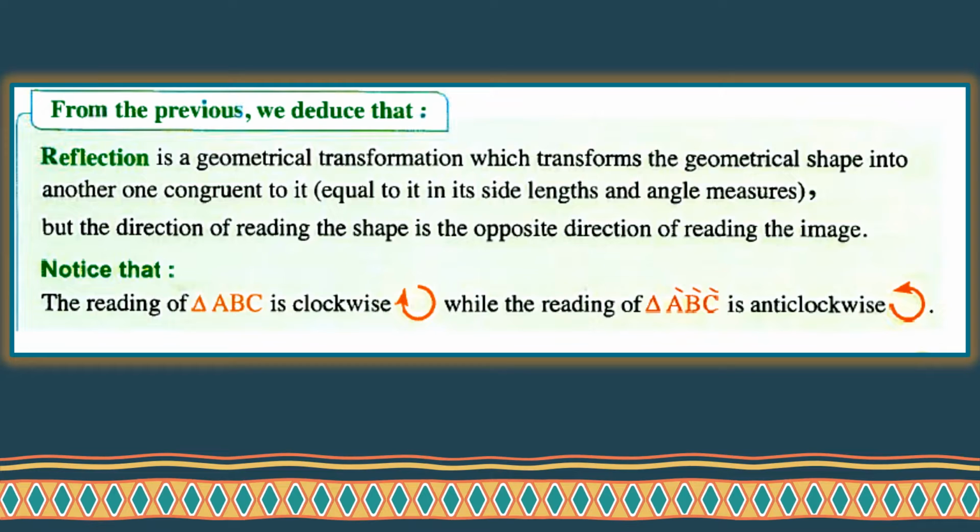From the previous, we deduce that reflection is the geometrical transformation which transforms a geometrical shape into another one congruent to it, equal in its side lengths and angle measures, but the direction of reading the image is opposite to the direction of reading the shape. We note that the reading of triangle ABC is clockwise, while the reading of triangle A dash B dash C dash is anti-clockwise.